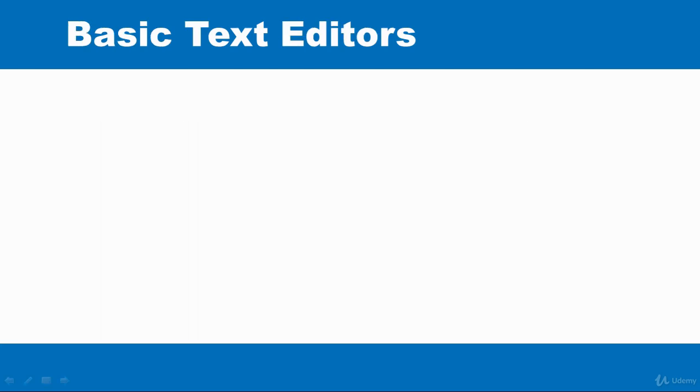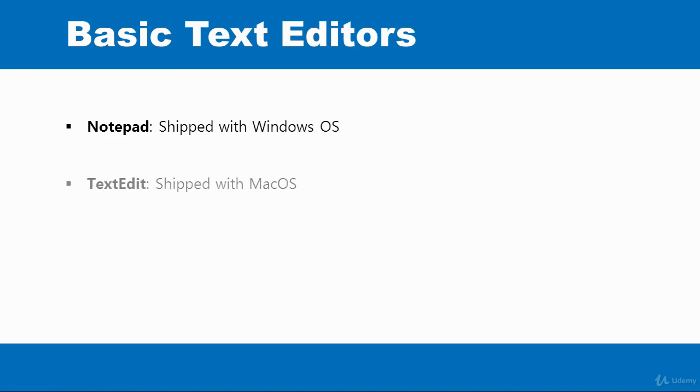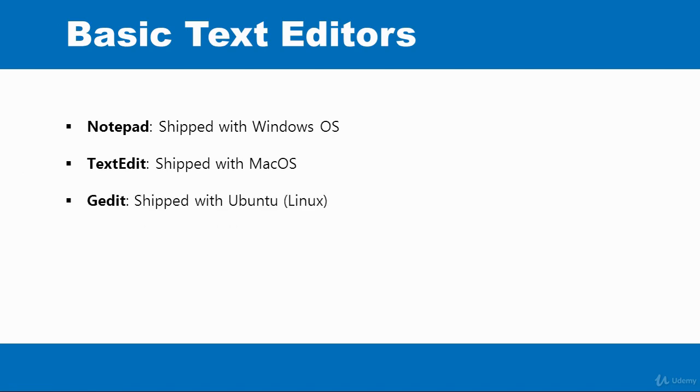Let's take a look at some basic text editors shipped with their various operating systems. So we've got Notepad, which is shipped with the Windows operating system. We've got TextEdit, which is shipped with Mac OS, and we've got gedit, which is shipped with Ubuntu, which is a variant of the Linux operating system.